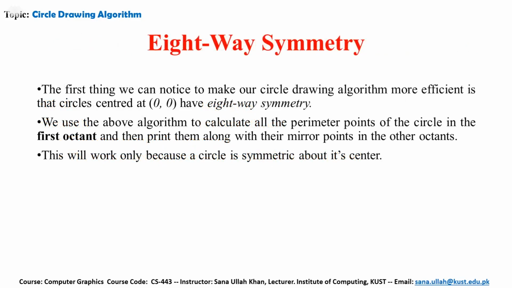So 8-way symmetry is one concept used in circles. The first thing we notice to make our circle drawing algorithm more efficient is that a circle centered at 0, with both x and y equal to 0, has 8-way symmetry. We use the above algorithm to calculate all the perimeter points of the circle in the first octant and then copy these first octant perimeter points and mirror them to the other octants. This will work only because a circle is symmetric about its center.